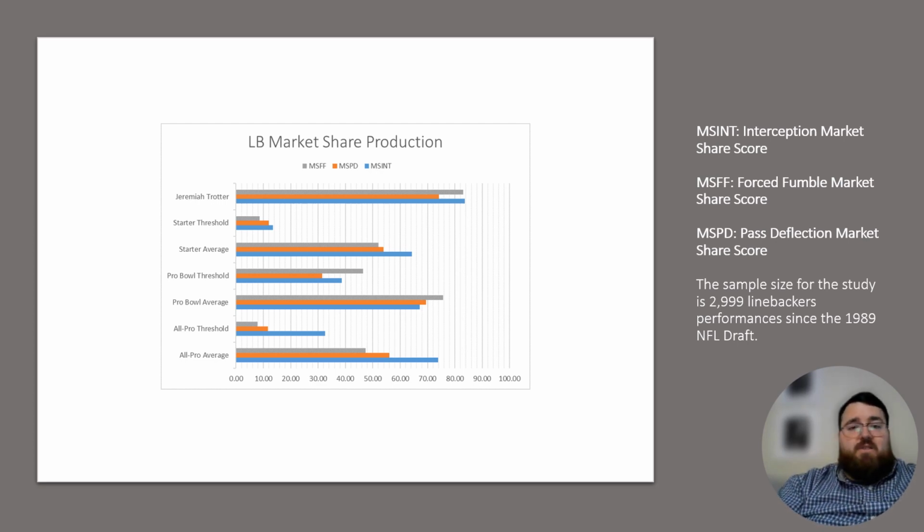Also, the sample size, just so you know, has 2,999 linebacker performances since the 1989 NFL draft class. Oh man, that's a lot of linebackers. It took me a decade to get all them dang linebackers in there, guys. So I'm very, very proud of that particular metric.